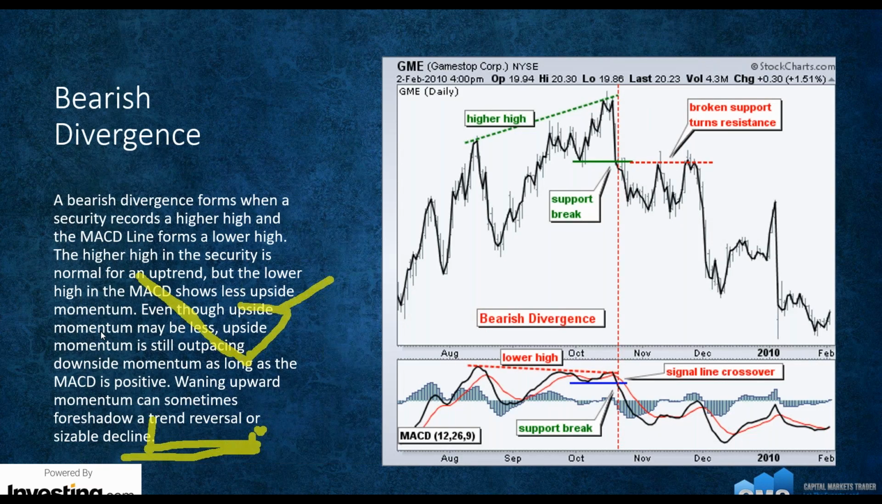A bearish divergence forms when a security records a higher high and the MACD line forms a lower high. So in this case, we see the divergence when the MACD signal line is making lower highs, but the price is making higher highs. Again, we get the crossover here, which is the breakout, and is giving you a very, very strong sell alert.